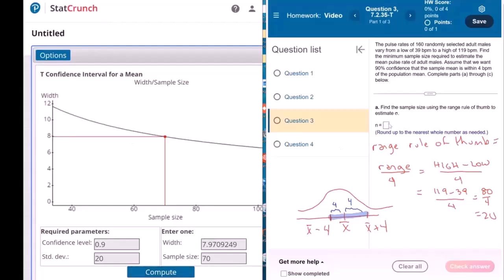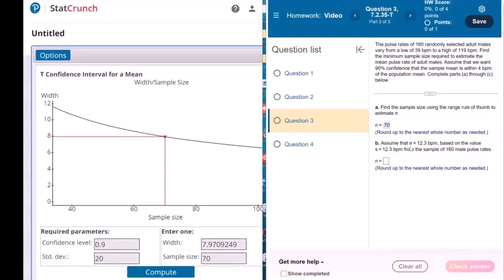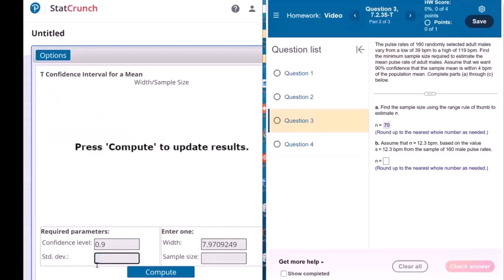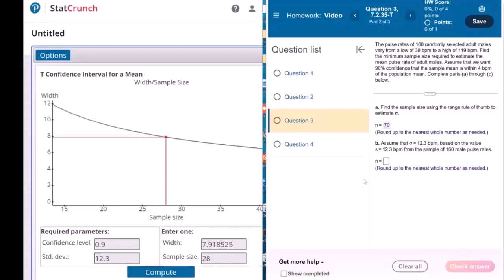Compute. 70 should be the right answer. Now assume that our sigma is equal to 12.3 beats per minute based on the value s. We're going to change our standard deviation to 12.3. N is now 28. Perfect.